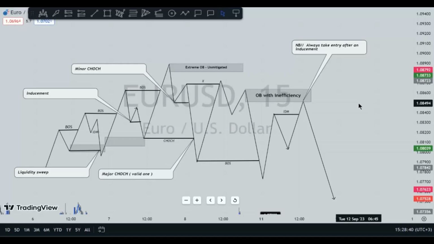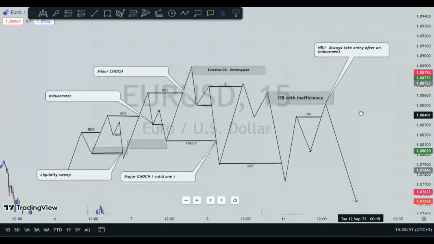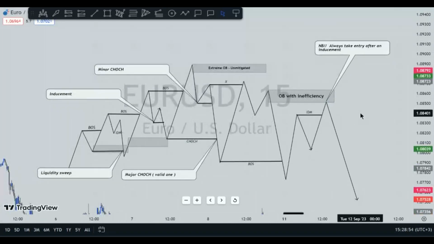So in that way, the retail traders were induced to making that bad decision of entering the market too early, and that is the work of the market makers. Well, we discussed liquidity in our previous video that I shared.